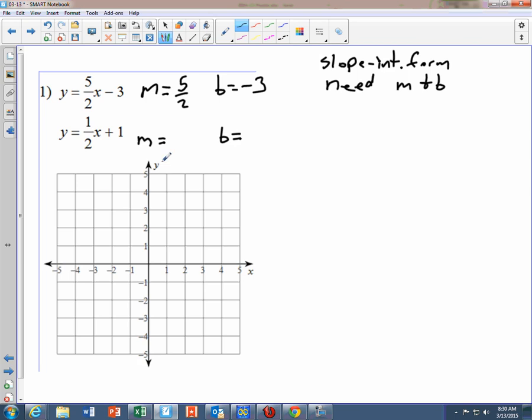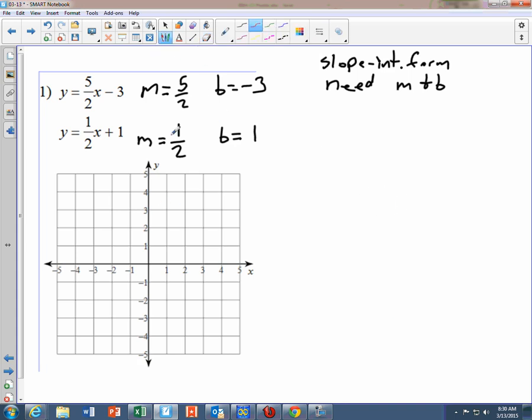Okay. What's the b in the second one? 1. What's the m in the second one? 1/2. You guys are doing very well. So let's graph the first one. What color is that one right there? Is that red? What color do I pick? Red. Okay. Graph the first one in red.